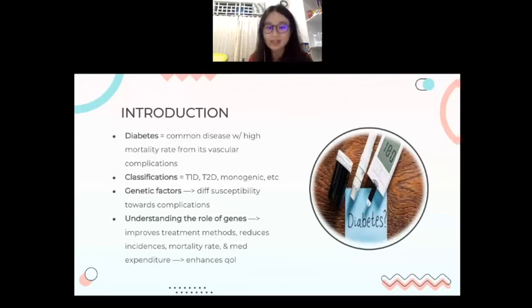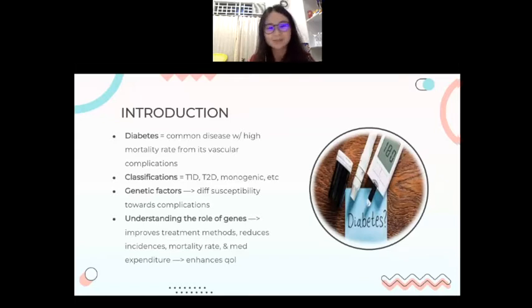Understanding the role of genetics in diabetes is important in the effort to reduce the incidence of diabetes and its complications because patients with susceptible genes can be more aware of their susceptibility and will do better to prevent diabetes or its complications. Reducing the incidence of diabetes and its complications will contribute to reduced mortality rate and medical expenditure. It will also enhance individuals' quality of life.